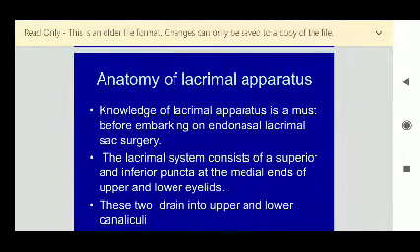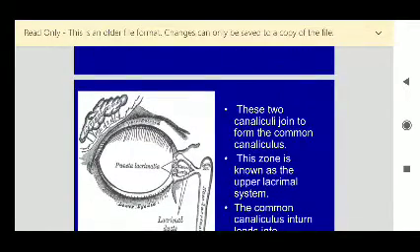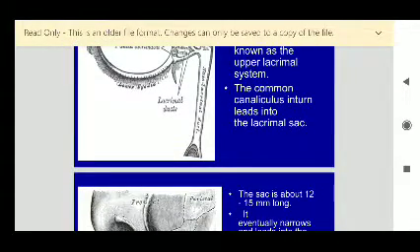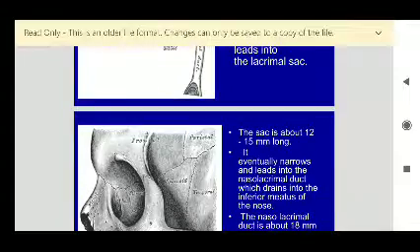Anatomy of the lacrimal apparatus. Knowledge of the lacrimal apparatus is a must before embarking on endonasal lacrimal sac procedures. The lacrimal system consists of a superior and inferior puncta at the medial end of the upper and lower eyelids. These two drain into the upper and lower canaliculi. These two join to form the common canaliculus. This zone is known as the upper canalicular system. The common canaliculus in turn leads into the lacrimal sac.